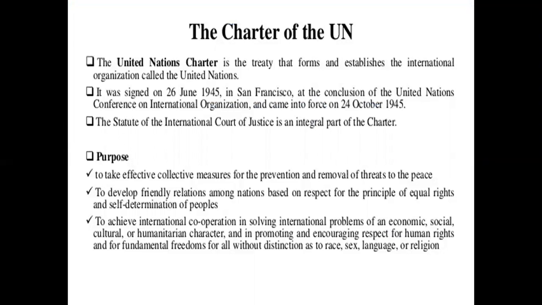Representatives from 51 nations met at San Francisco, USA, and signed the Charter of United Nations. The Charter contains objectives and principles of the UN. The UN has its headquarters located in New York City. India became a member of the UN on 30th October 1945.